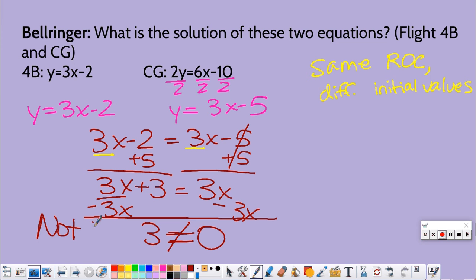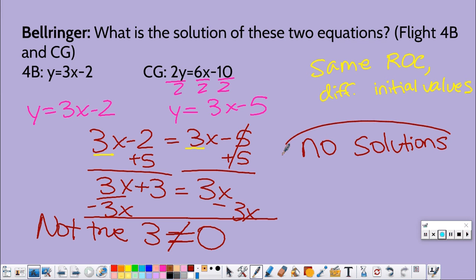So how many solutions do we have? None. No solutions. That's it. So when you end up with an answer that's not true, you end up with no solutions.